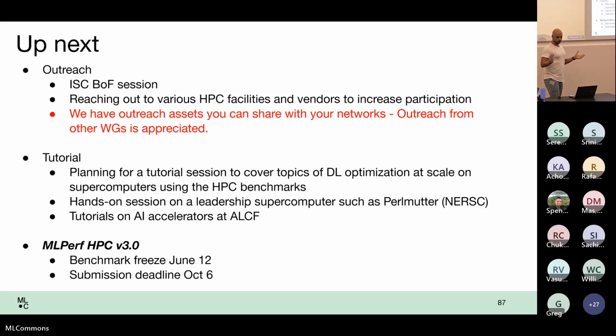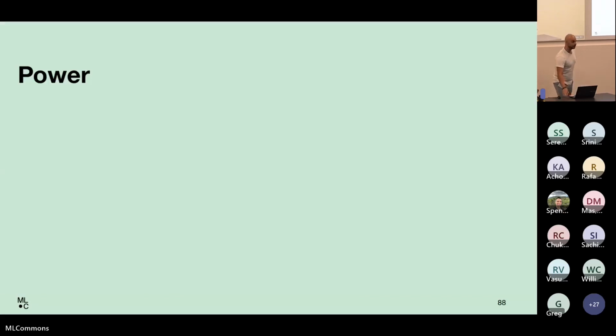All right, so a few dates for HPC v3.0. The benchmark froze on June 12th. Everything is ready for submission, and the deadline is October 6th. We'd love to see as many submitters as possible. Thank you very much.